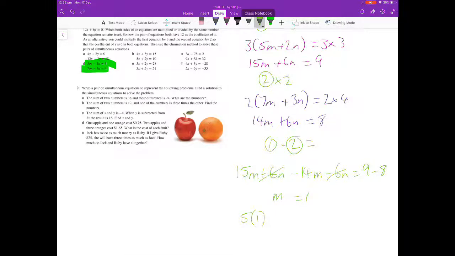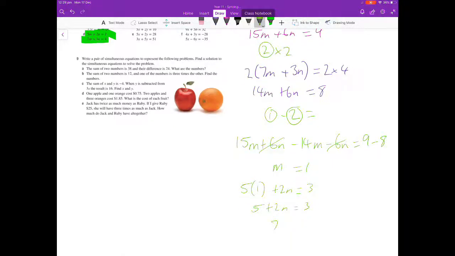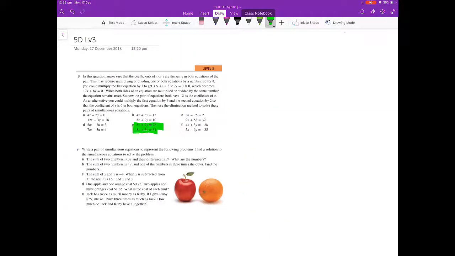So m is 1, subbing back in, and we end up with 5 plus 2n equals 3 minus the 5 over, and we're going to end up with 2n equals minus 2, so n is minus 1. Jumping over to E, having a look, we've got 5 and a 2 and a 3 and a 5, so we are again going to have to choose a number to do both sides with. What do we like? We like 10 or 15.